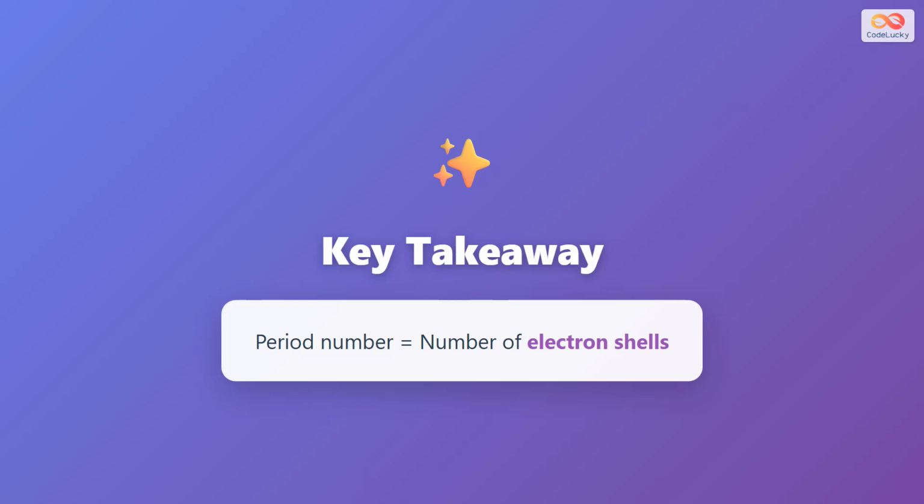Let's summarize the key takeaway from this lesson. The period number equals the number of electron shells. This simple relationship is fundamental to understanding the periodic table. Whenever you see an element's position in a period, you immediately know how many electron shells it has. This knowledge helps predict an element's size and chemical behavior.